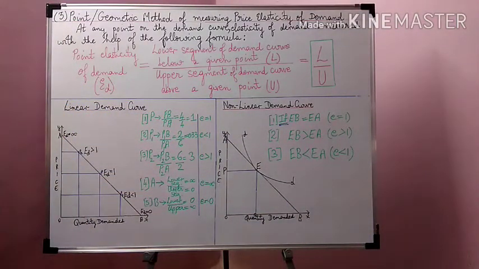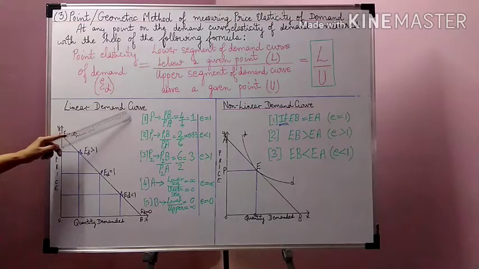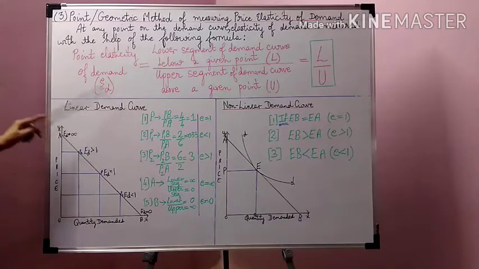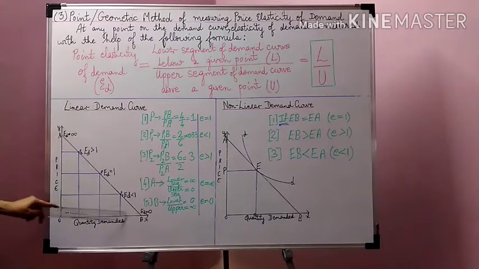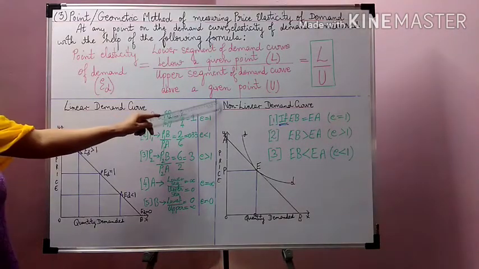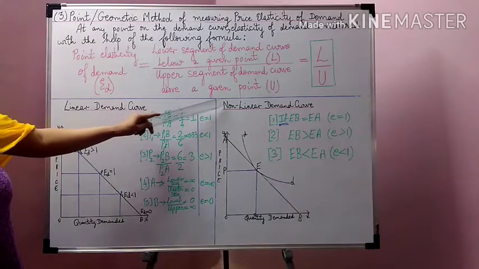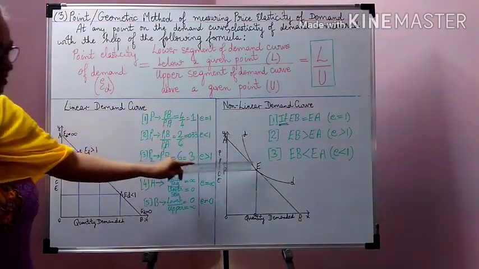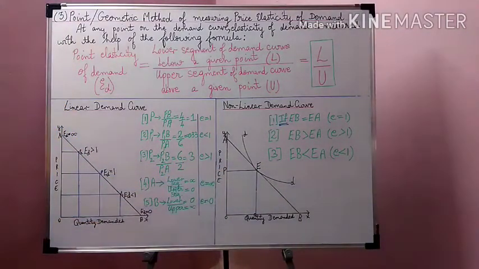There could be two types of demand curves. The first one is a linear demand curve. It means a straight line demand curve. And the second, non-linear demand curve, which means non-straight line demand curve.